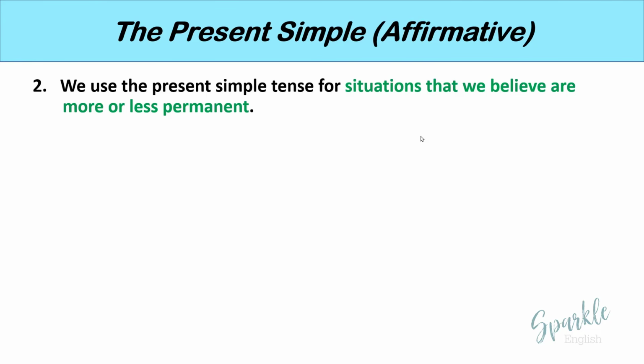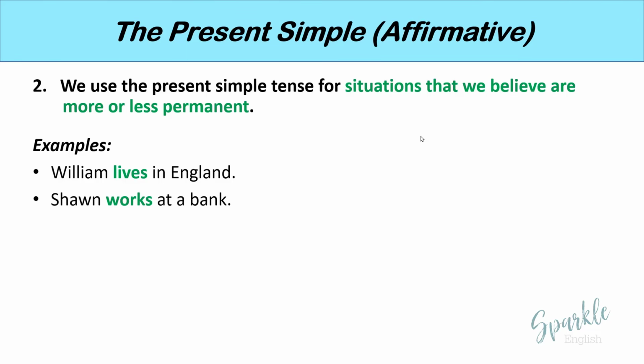We also use the present simple tense for situations that we believe are more or less permanent. For example, William lives in England. Sean works at a bank. I like chocolate.